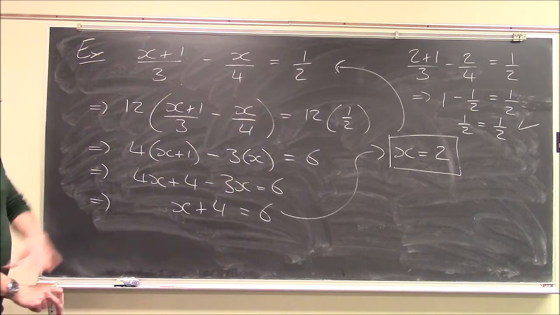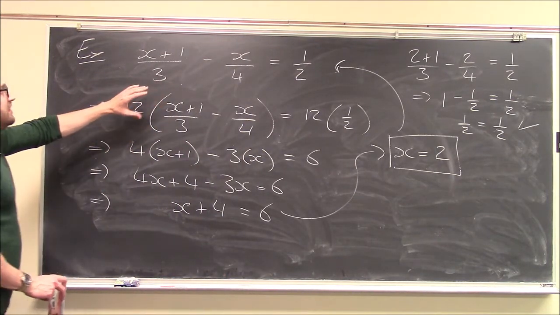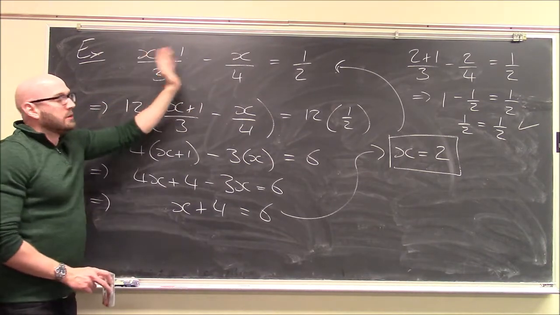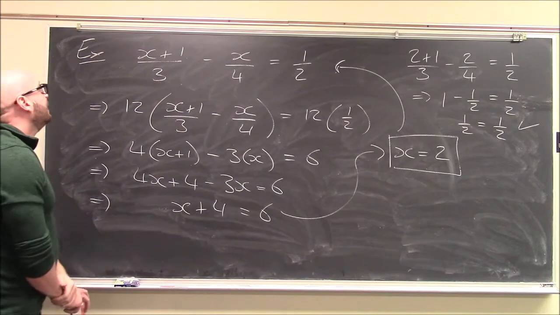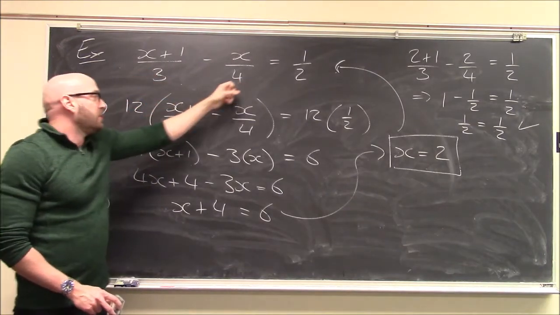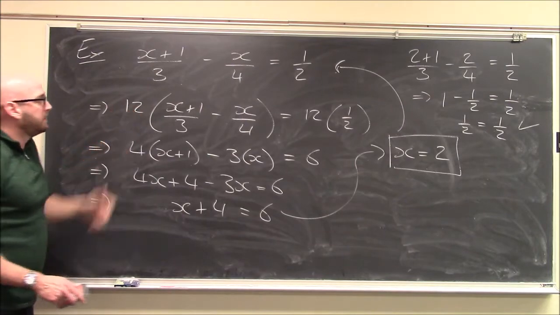So I just want to point out, this is the whole point of doing this example: when you have fractions, you generally want to clear all of the fractions before you do anything. So I'd need to multiply both sides by 3, multiply both sides by 4. Well, together, that's multiplied by 12.